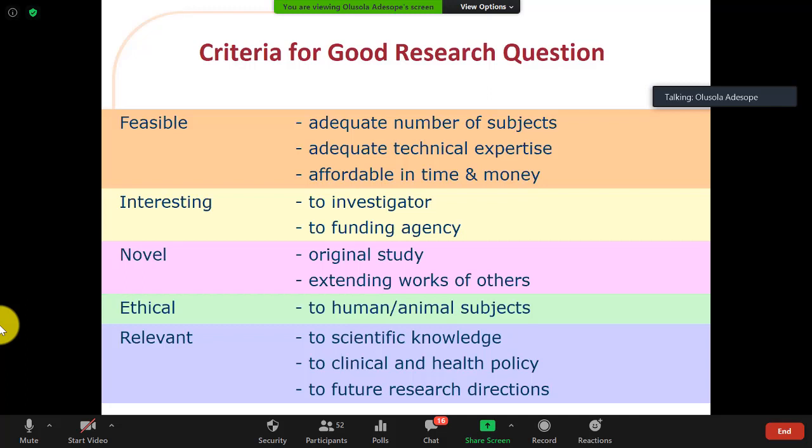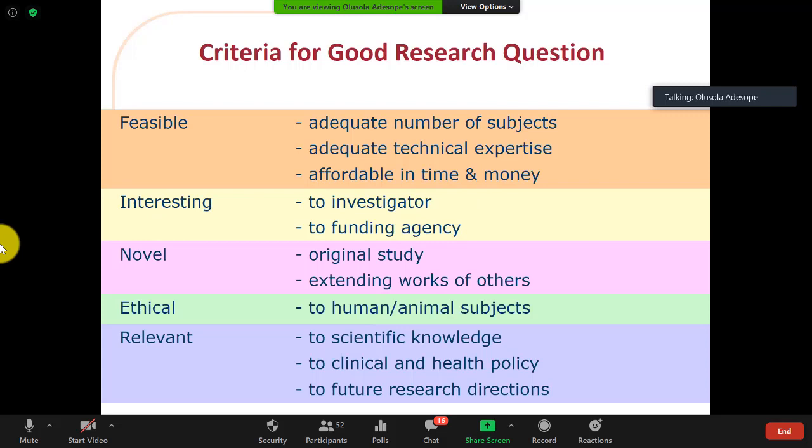Feasible in the number of subjects. Do you have the number of subjects? Do you have the adequate technical expertise? Is it affordable in terms of time and money? Is this interesting to you as an investigator? Research questions should wake you up in the middle of the night, like it has for me today, because I enjoy doing meta-analysis. Your area of research should be something that will excite you over the dinner table with your family.